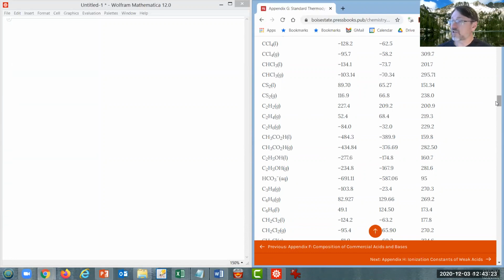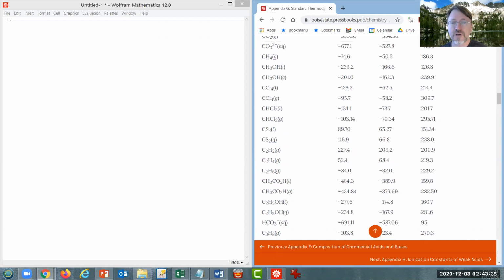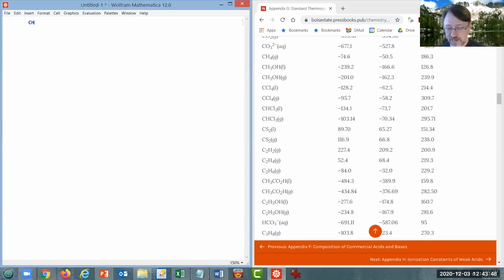But what you could do is look through the textbook or do a Google search and come up with any chemical reaction you want, and you can follow the same process that I'm going to be doing right now. So I'm going to pick as our compound ethanol or methanol here. So CH3OH liquid. Methanol is the primary substance that is used in windshield washer fluid.